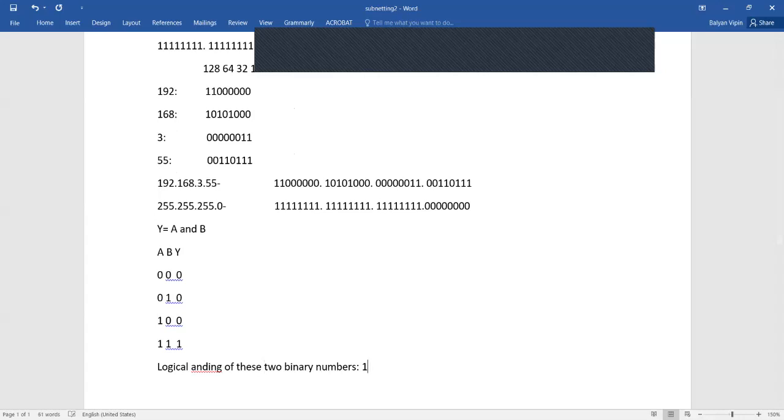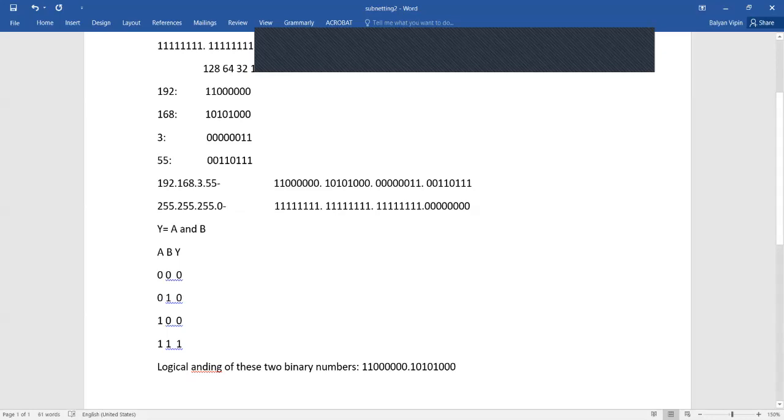It's 1 and 1 is 1, and for the remaining, 1, 0 or 0, 1 or 0, 0, the answer is 0. So it's 1, and for all these, because this is 0, it will be 0. So it will be 6 zeros there, and then the next one, apply the same rule. So it's 1, then 0, then 1, then 0, and then 1, and then 3 zeros.